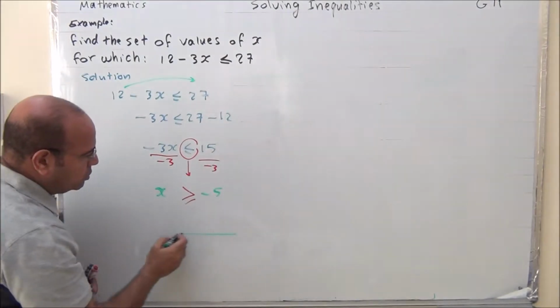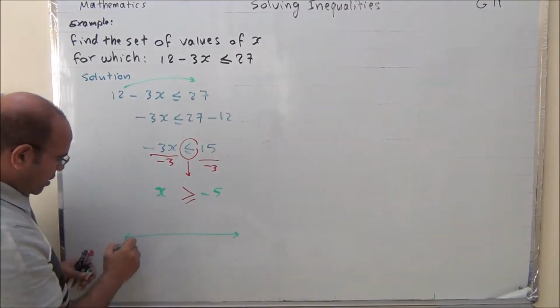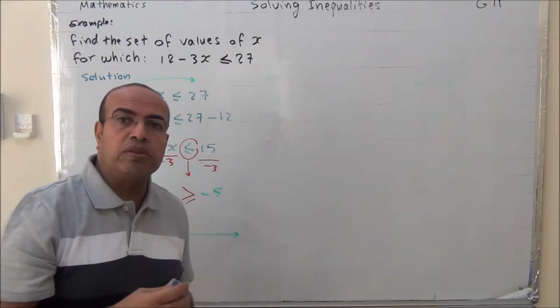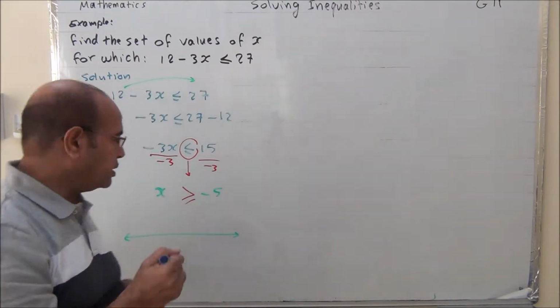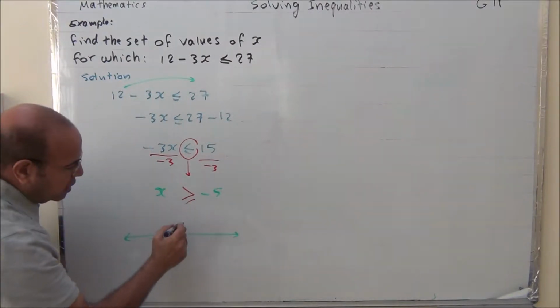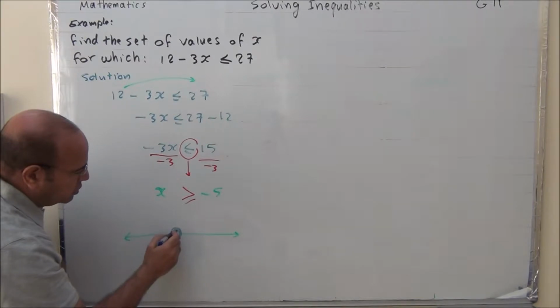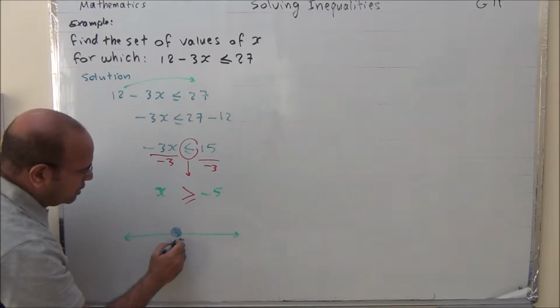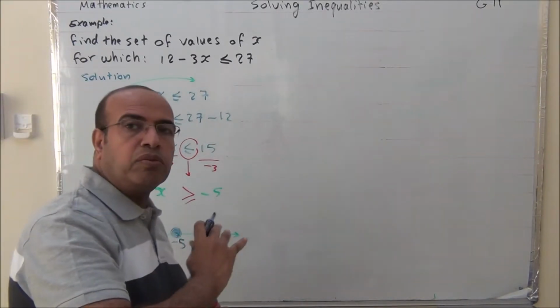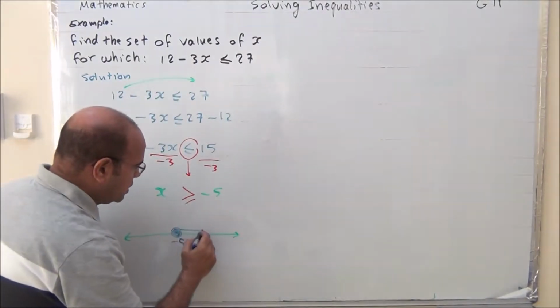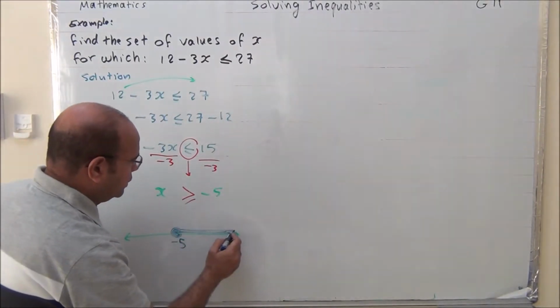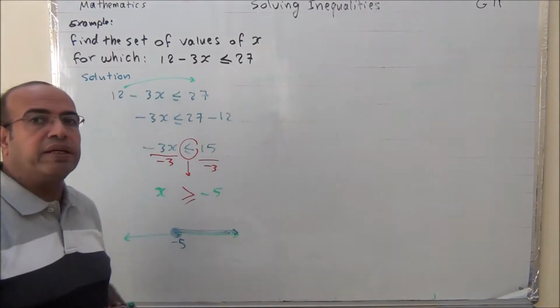We represent the solution on the number line. Here we have equal, so it is a closed circle. We draw a closed circle around negative 5, because negative 5 is included, and then, greater than, we go to the right. So this is the solution of the inequality: all the numbers greater than or equal to negative 5.